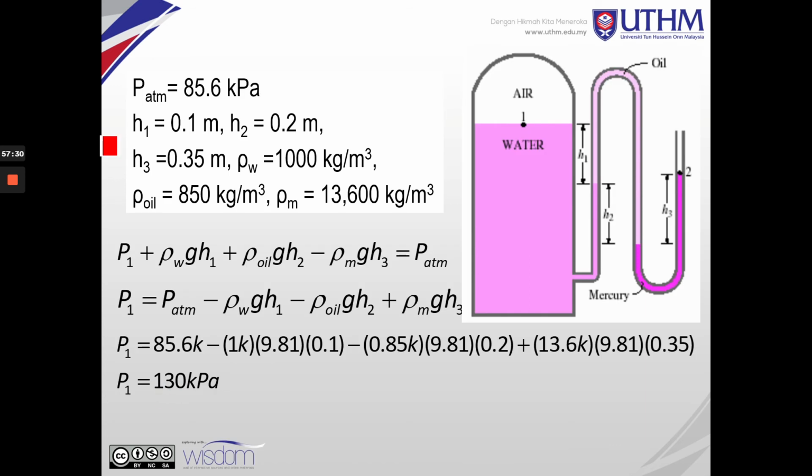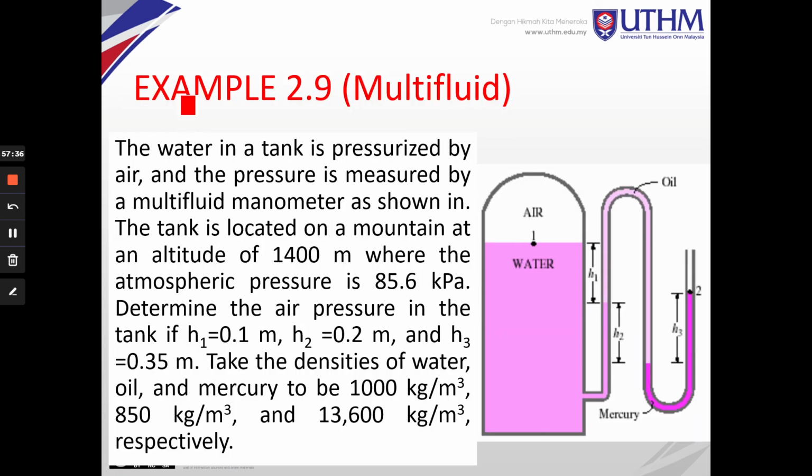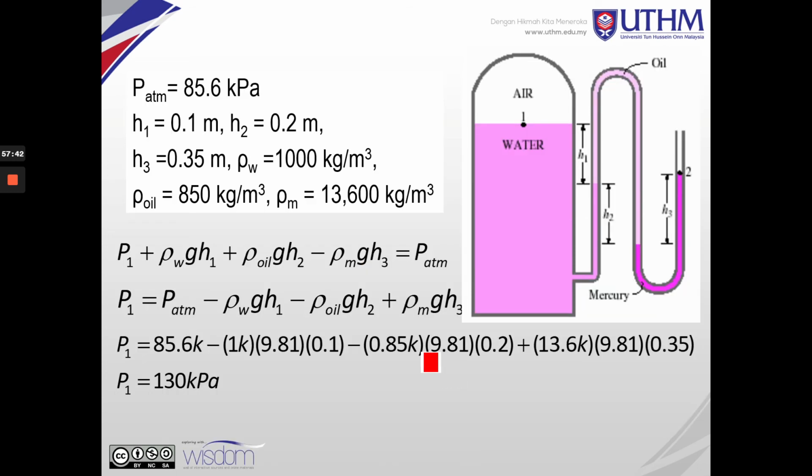So the given atmospheric pressure is 85.6 kilopascal. H1 is equal to 0.1 meter, H2 is 0.2 meter, H3 is 0.35 meter. Then we have the density of water, density of oil and density of mercury.